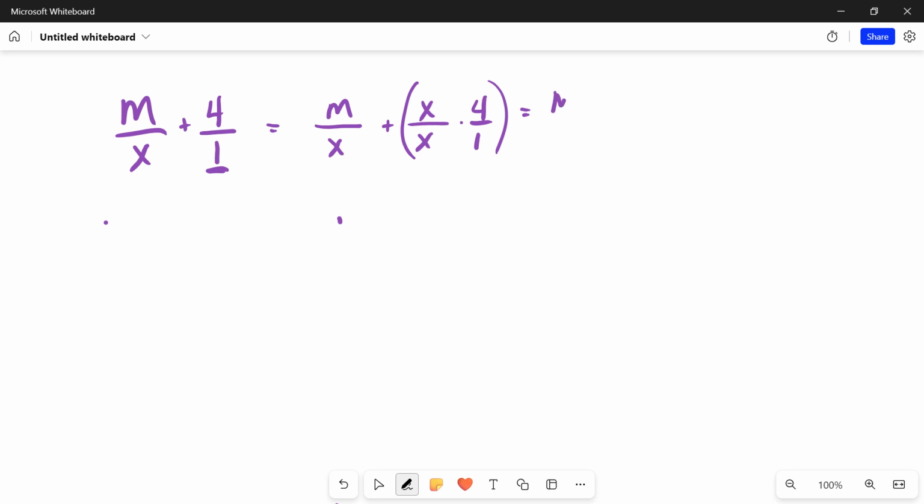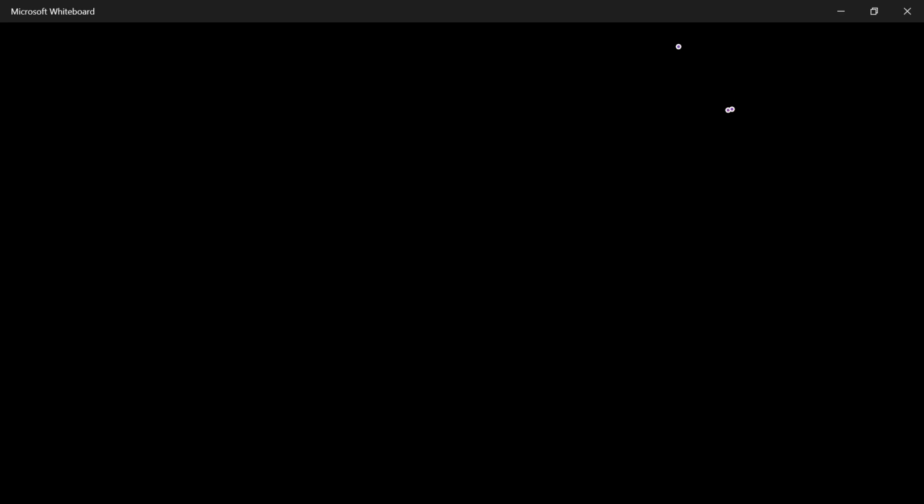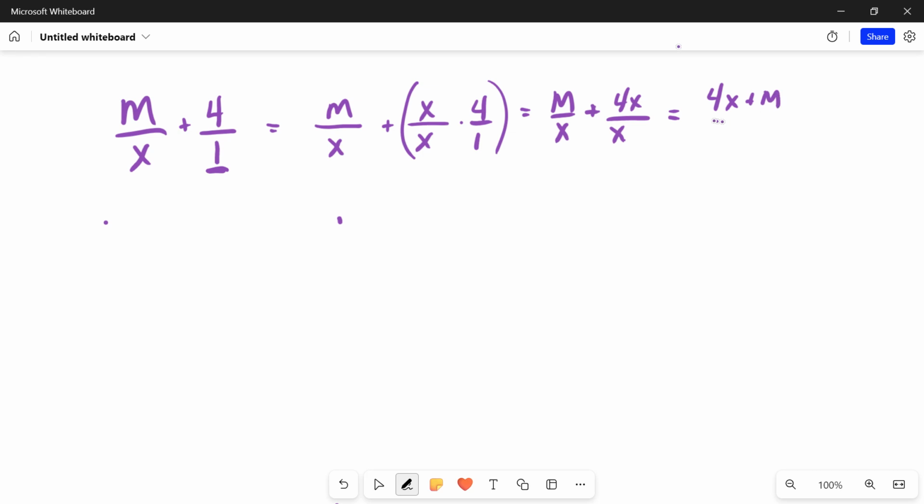Therefore, I'm still going to have my m over x. When I multiply this second one, I'm going to get 4x over x. So now I can add the two and I get 4x plus m over x, if I write that correctly. Okay, let's try another one.